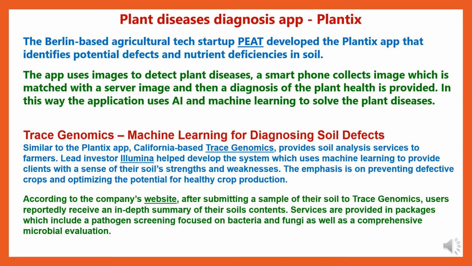Now, Trace Genomics: machine learning for diagnosis of soil defects. Similar to the Plantix application, California-based Trace Genomics provides soil analysis services to farmers. Lead investor Illumina helped to develop the system, which uses machine learning to provide clients with a sense of their soil's strengths and weaknesses. The emphasis is on preventing defective crops and optimizing the potential for healthy crop production.